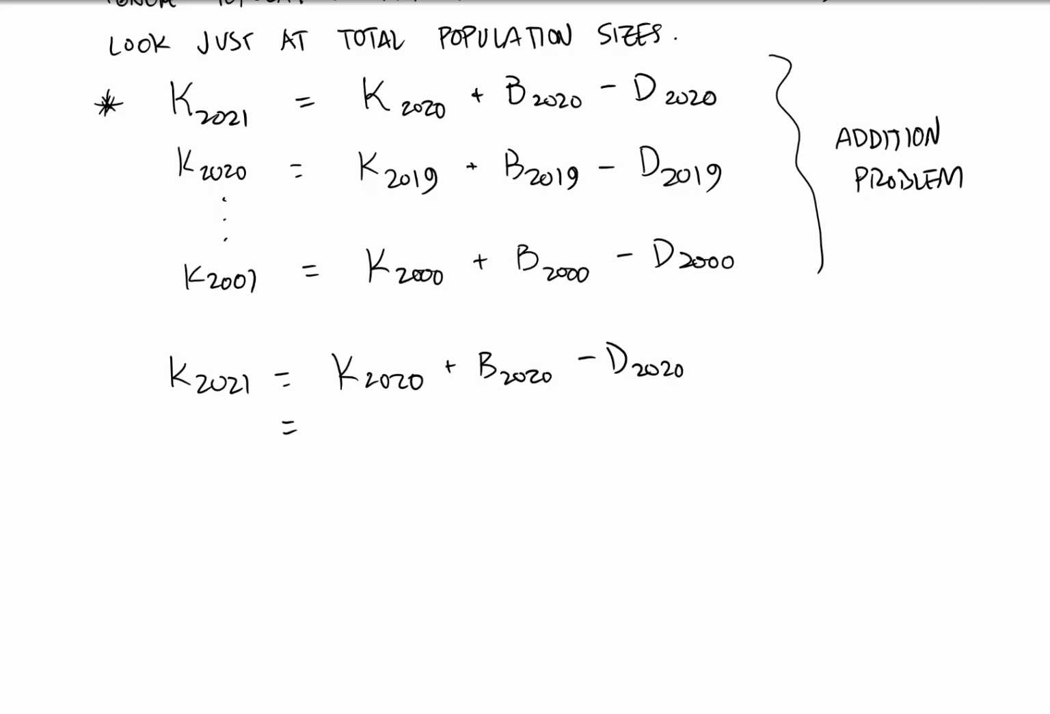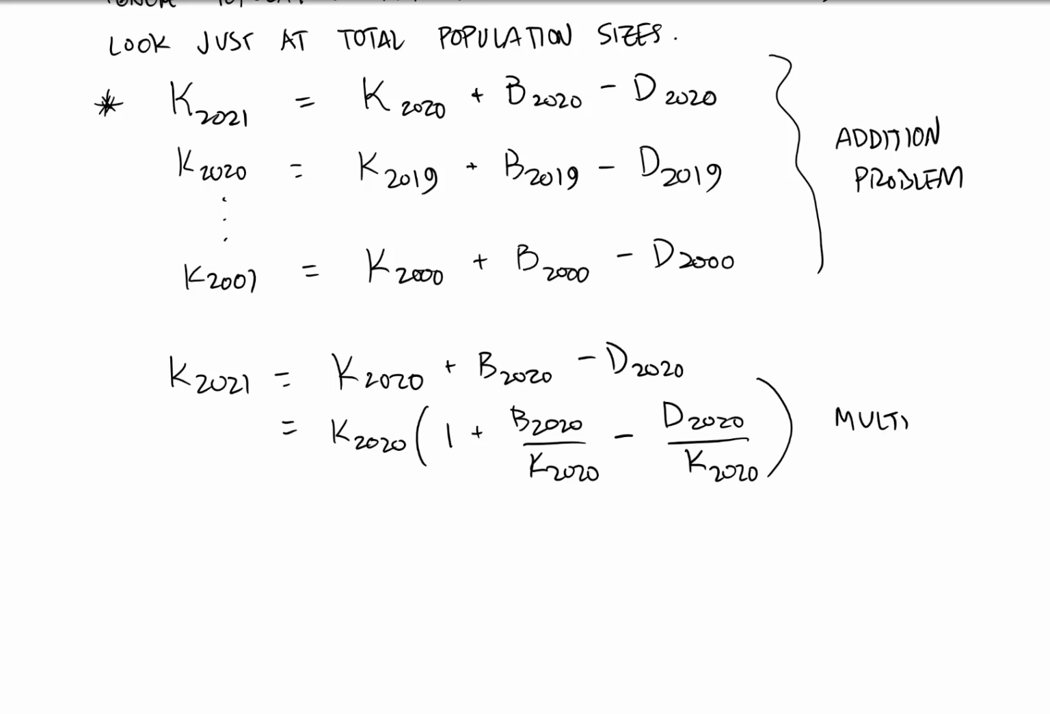As a multiplication problem, what I'm going to do is take the population in the year 2020, and multiply it by 1 plus this, B 2020 divided by K 2020 minus capital D 2020 divided by K 2020. So this is now a multiplication problem.